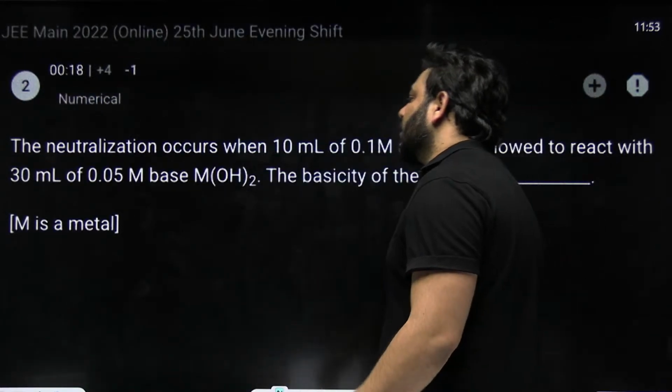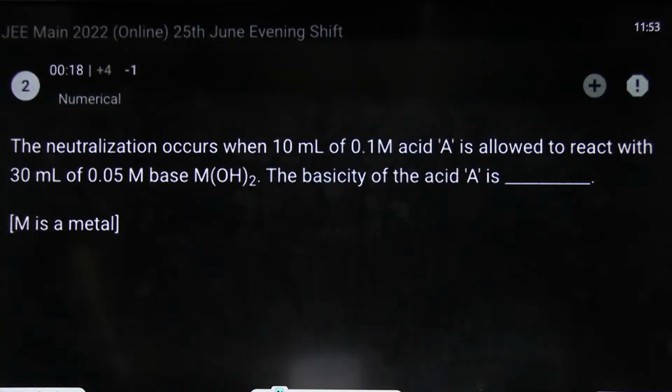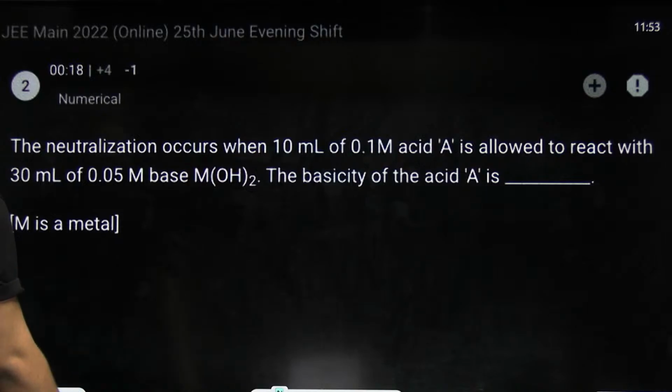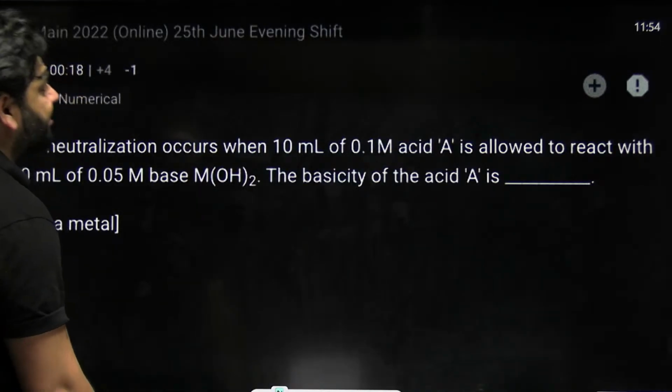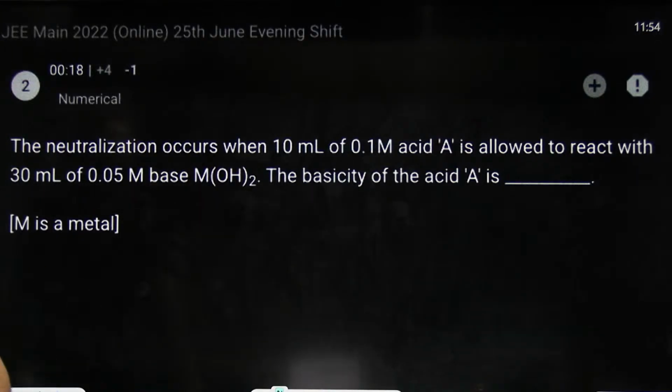We have another important question here based on the same concept of gram equivalent. Let's see what this question says. First of all, the question says that neutralization occurs when 10 milliliters of 0.1 molar acid A is allowed to react with 30 ml of 0.05 molar base M(OH)2. The basicity of the acid is known.